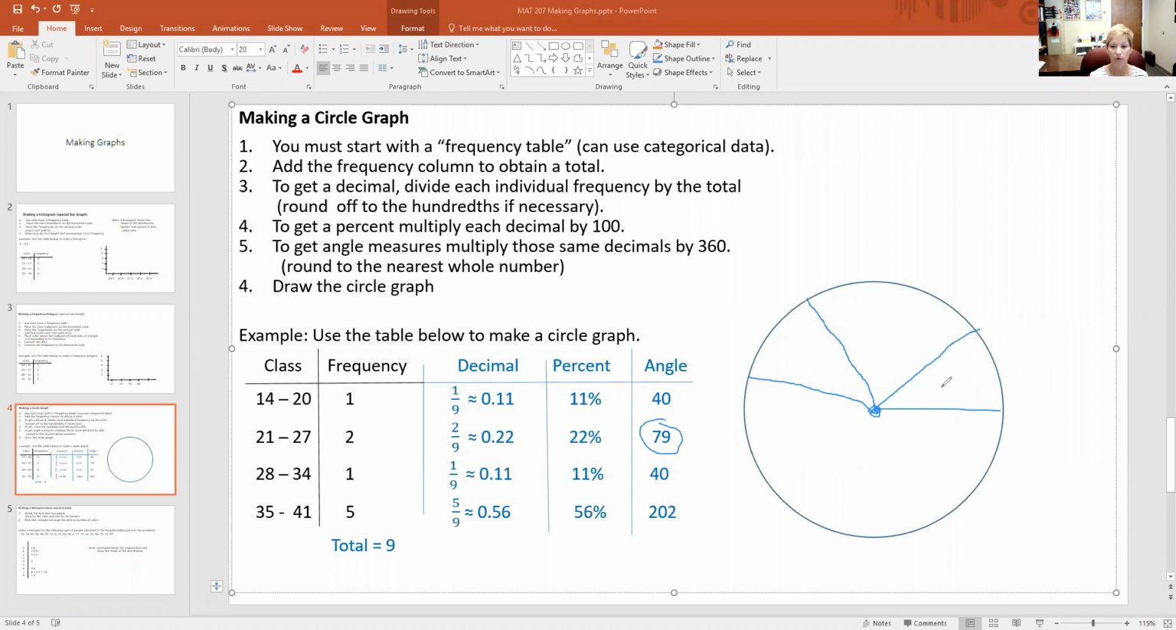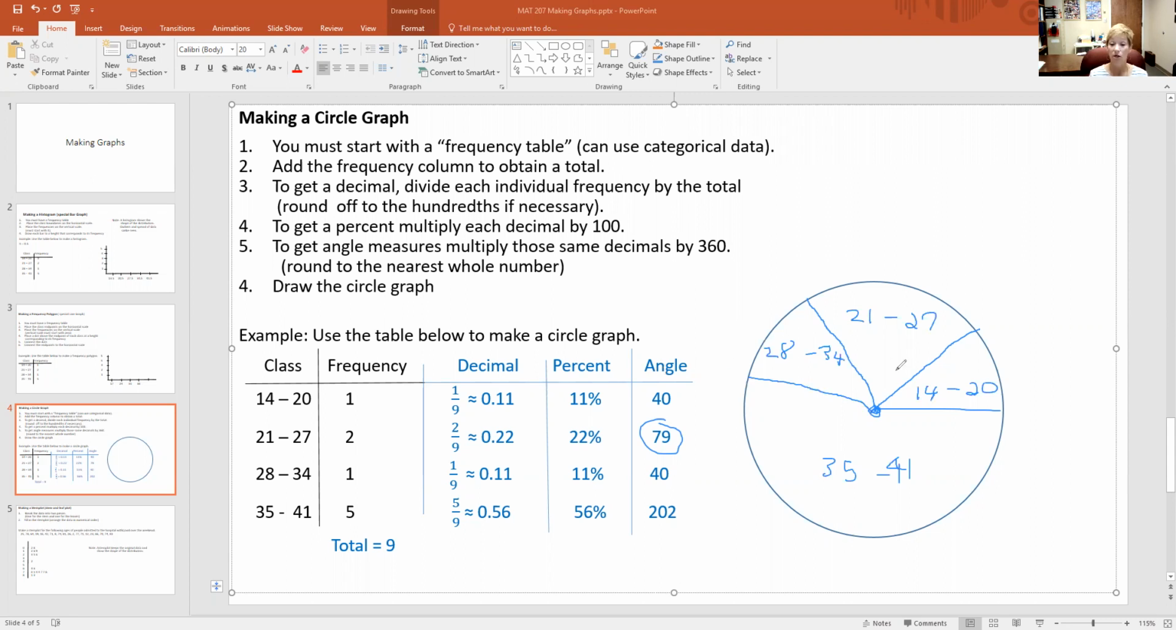Now, what I want you to do is write your classes in there. So that's the 14 to 20 class. This is the 21 to 27 class. This is the 28 to 34 class. And then this one's my 35 to 41 class. I will get your percentages and your angle measures from your scratch work.